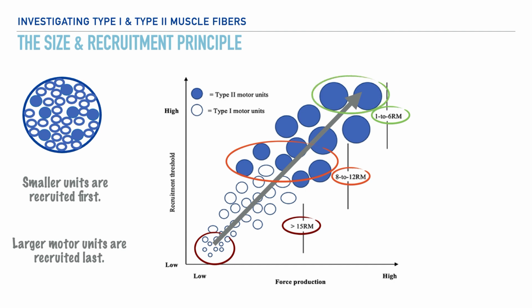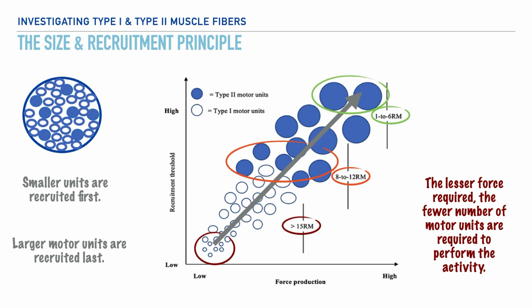So here's how we can summarize the recruitment principle. The lesser the force required, the fewer the number of motor units are recruited to perform the activity.